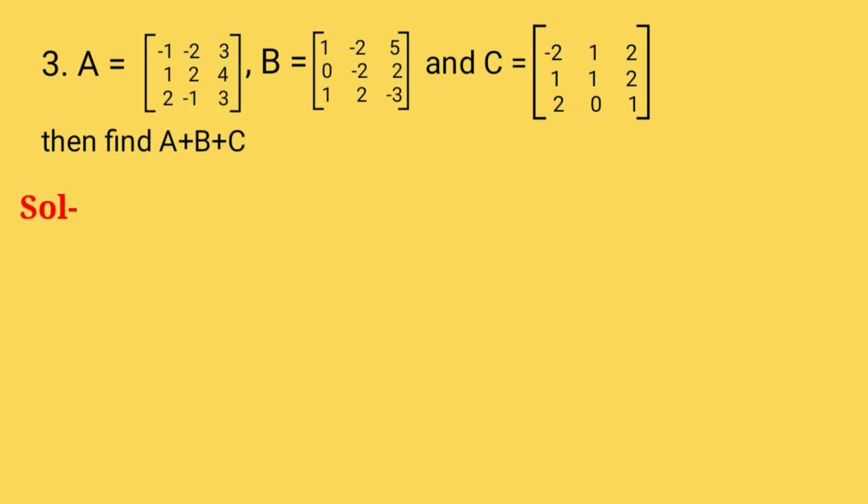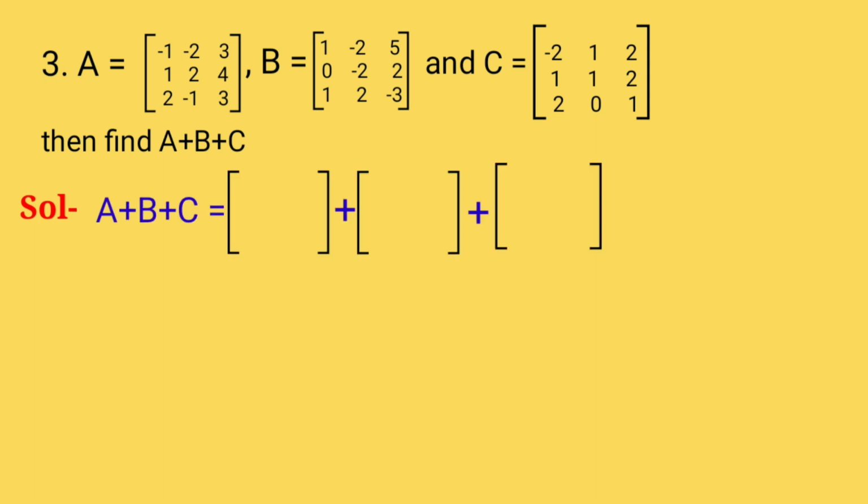So here the given condition is A plus B plus C. So A plus B plus C is equal to the first matrix [-1 2 3; 1 2 4; 2 -1 3] plus the second matrix [1 -2 5; 0 -2 2; 1 2 -3] plus the third matrix [-2 1 2; 1 1 2; 2 0 1]. So we have to find A plus B plus C.